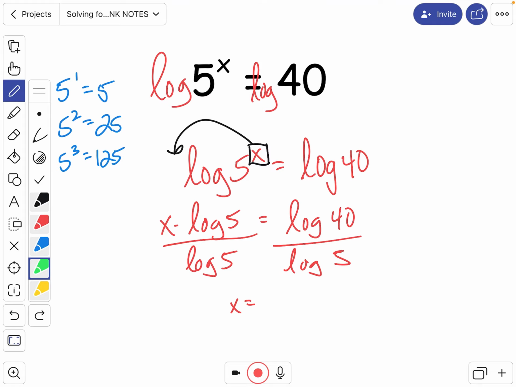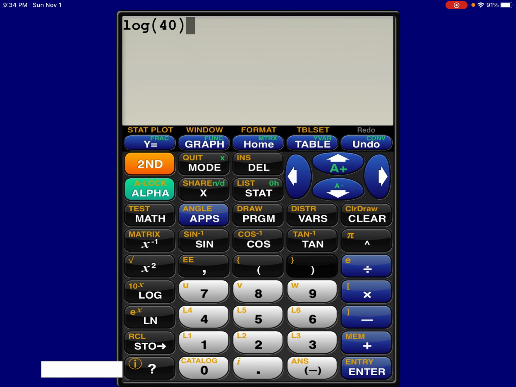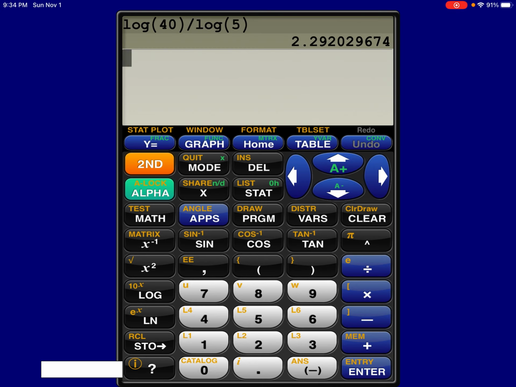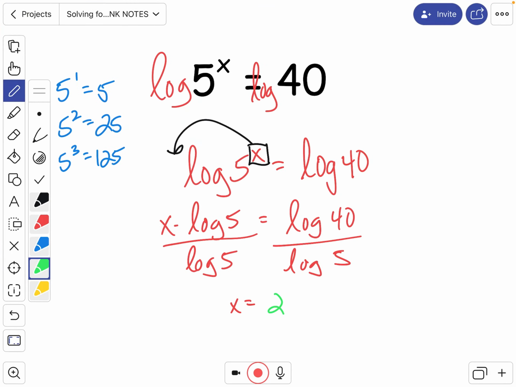Let's go do that. So log of 40 divided by log of 5. Log 40, close parentheses, divided by log of 5, close parentheses, and we get 2.292. So the answer is x is approximately 2.292. And that's what we guessed was somewhere between 2 and 3, and that's what we got. All right, so there's our first example. So basically the moral of the story is if you want to solve for x, you got to do the log of both sides and then do your algebra and plug it in your calculator.